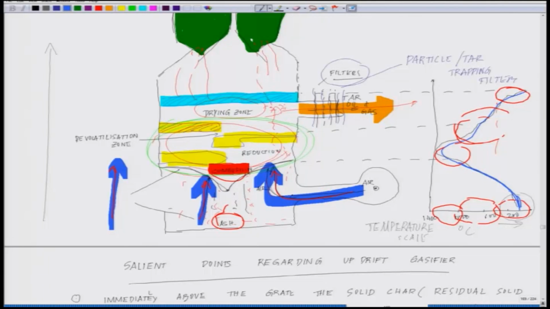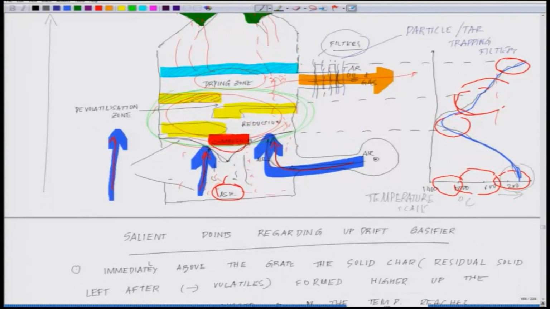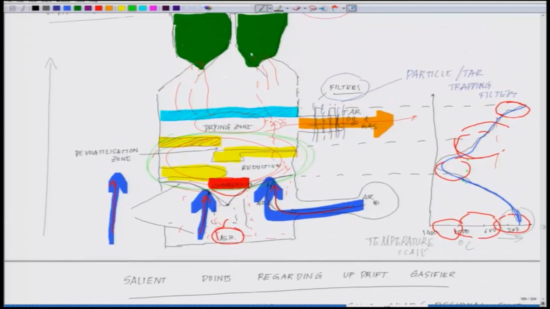As compared to here, just for your understanding I am doing this, do not get confused. Here what is happening, it is happening more like this. So, there is a shift in the downdraft and this is the updraft. DD stands for the downdraft gasifier. So, in the downdraft, that blue line is shifting more towards the left, so more towards the high temperature.